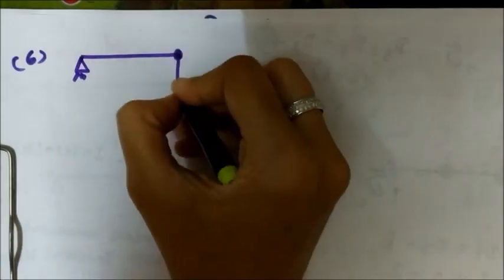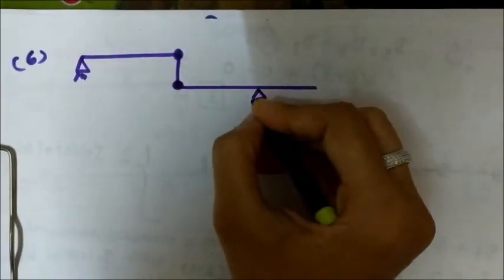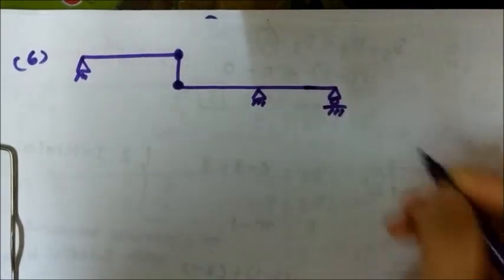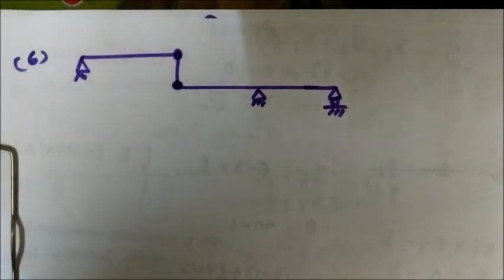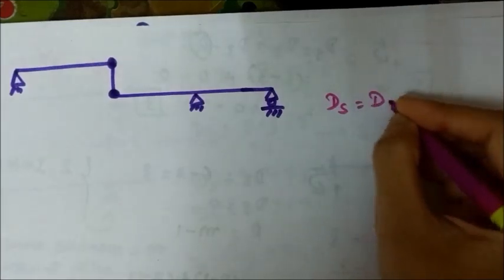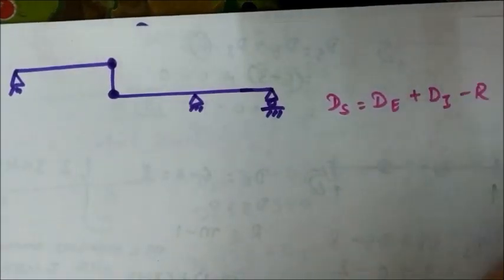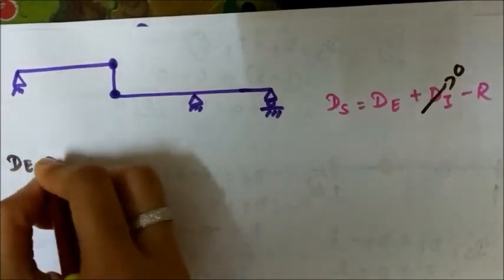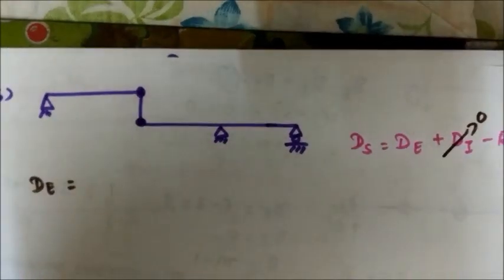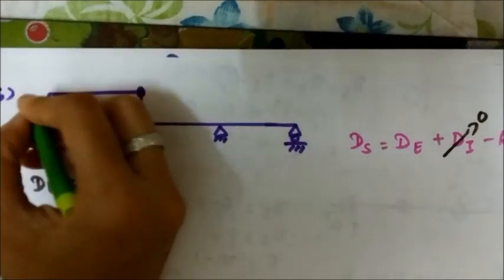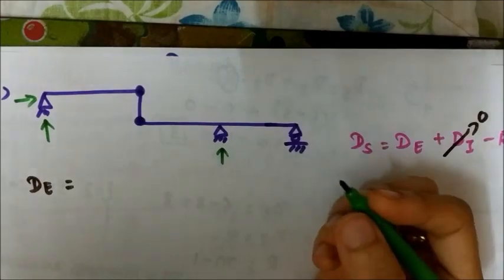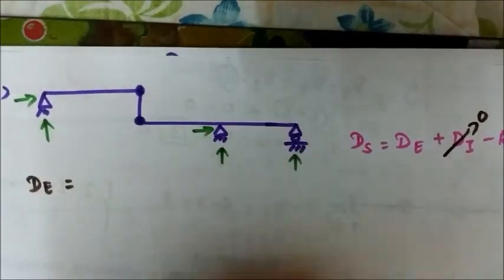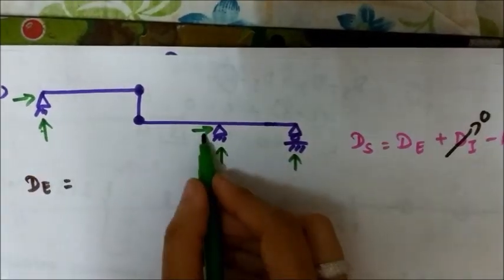Let's take one another example. Okay, I have a beam having a hinge, then here I have an internal hinge, again an internal hinge. So I am starting by writing the basic equation, Ds is equal to De plus Di minus R. As we know, Di will be 0, so we can just start with De. So how many reactions can we find in this beam? The hinge support gives 2 reactions, and the roller gives 1 only, and the total reactions are 1, 2, 3, 4, 5.